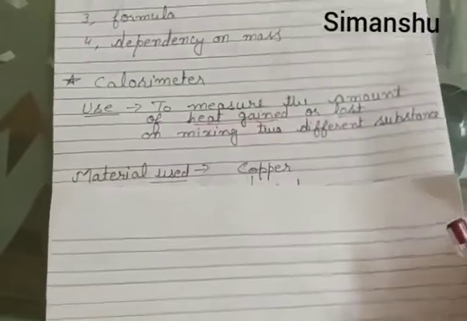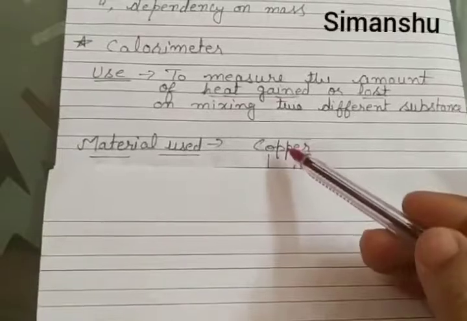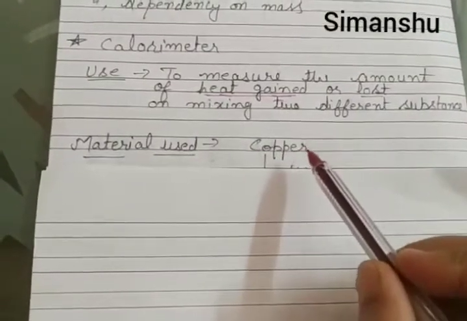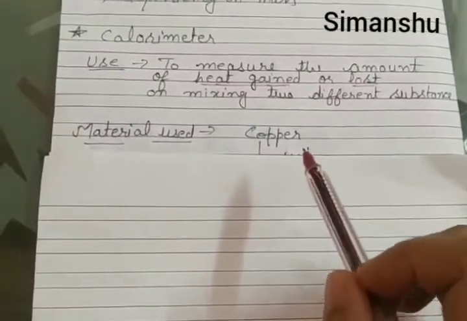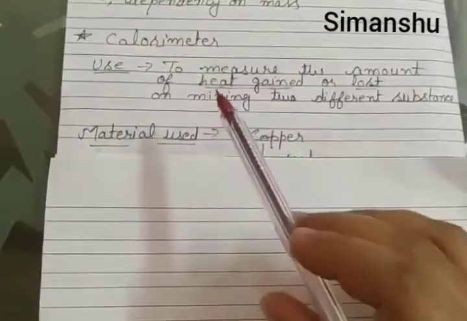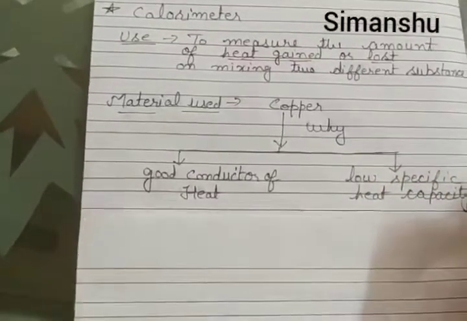Okay, which material are we using in it? The material used in a calorimeter is copper. Why are we preferring copper? That is an important question, many times they ask it in exams. Why do we need copper to make a calorimeter? Simple thing, there are two points.